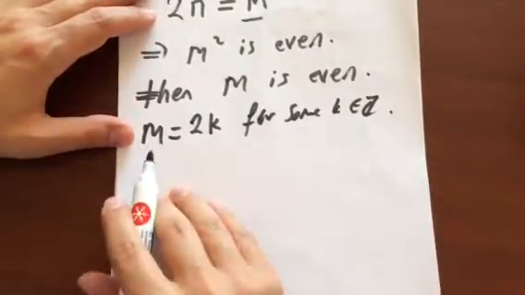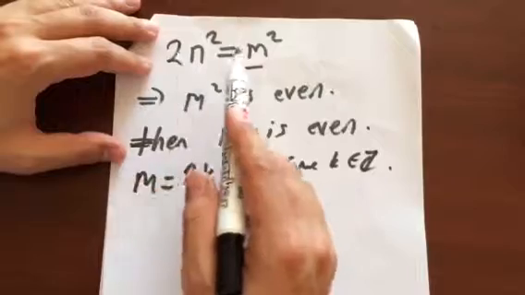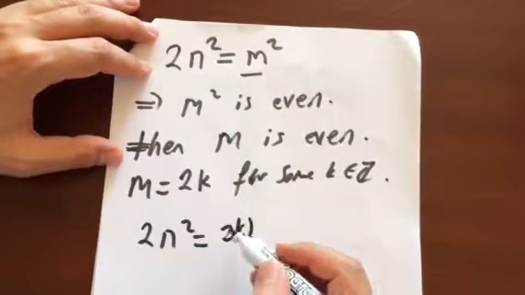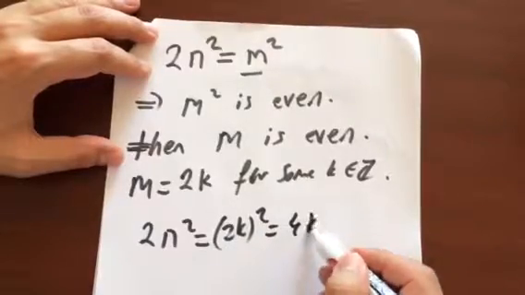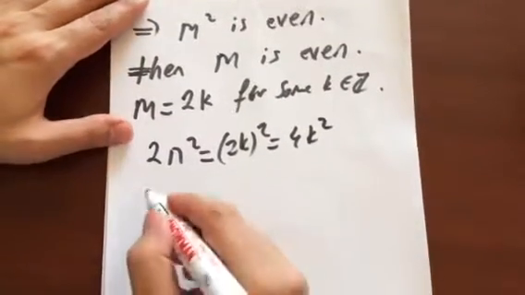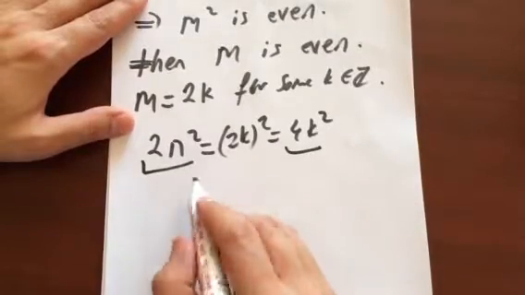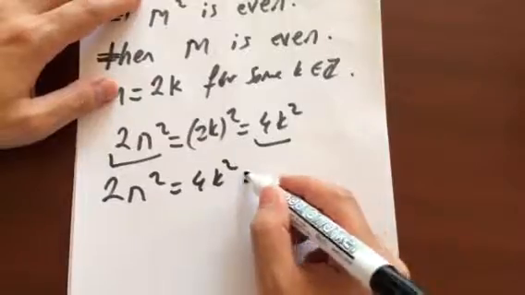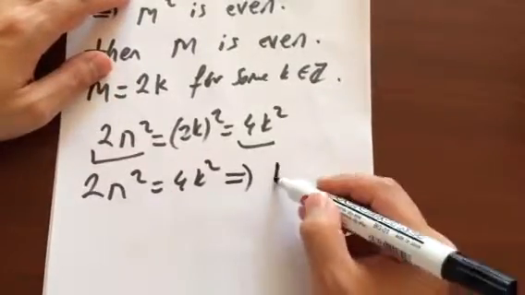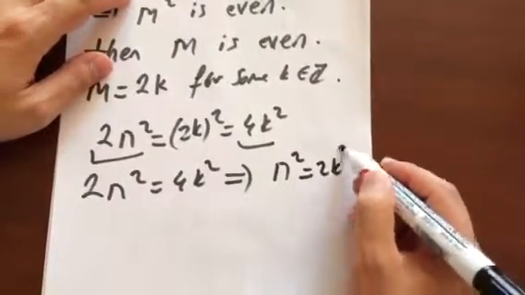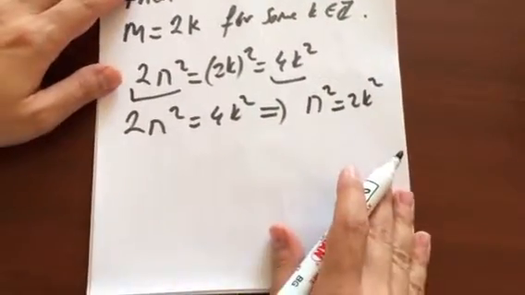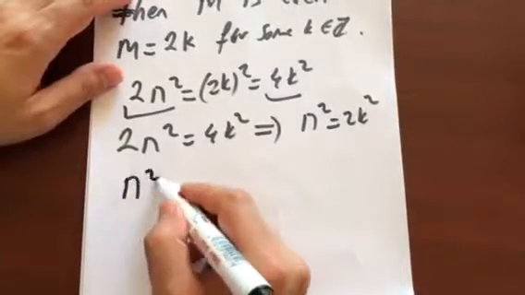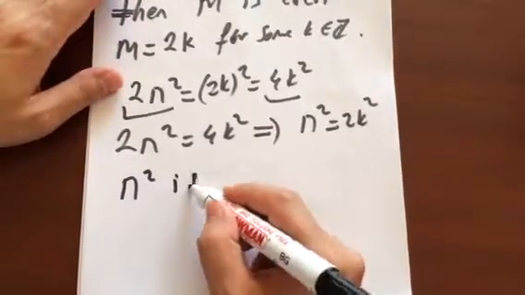So let's use this equation again. 2n squared has to be equal to 2k squared, which is 4k squared. So 2n squared equals 4k squared, and with a little simplification, n squared has to be equal to 2k squared. Now, similarly to the case for m, we have n squared to be even.